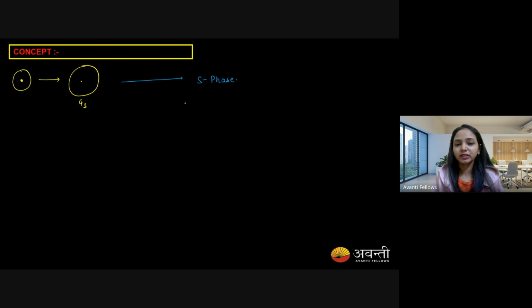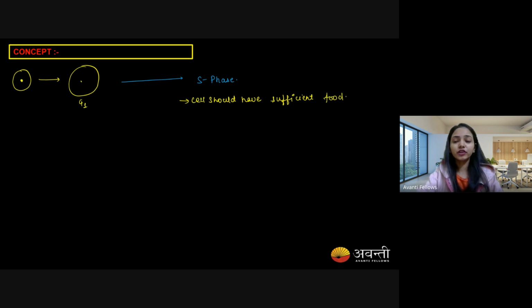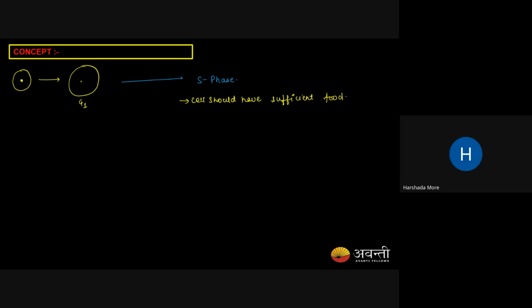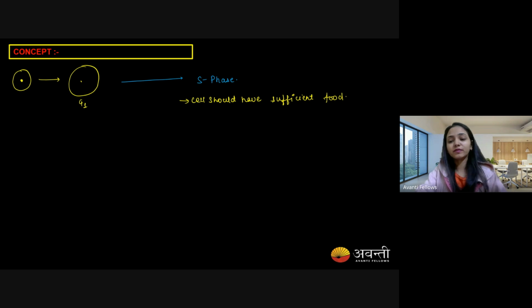The first checkpoint is that the cell should have sufficient food. And if the cell does not have sufficient food, then what will happen? The cell will not be able to enter into S phase.